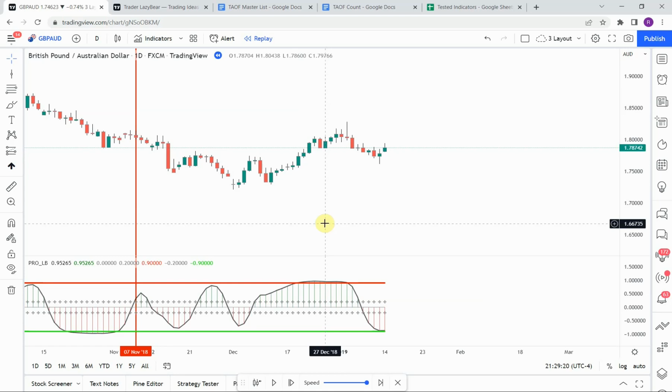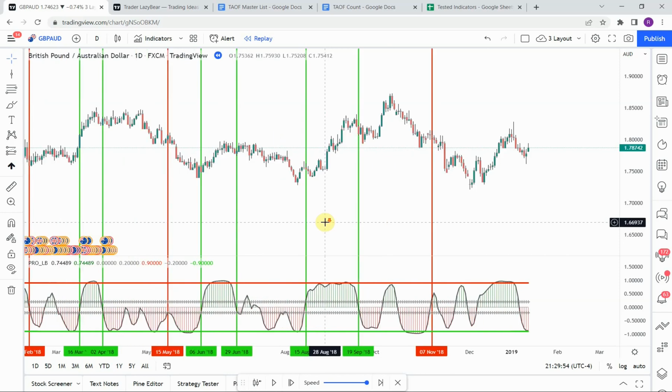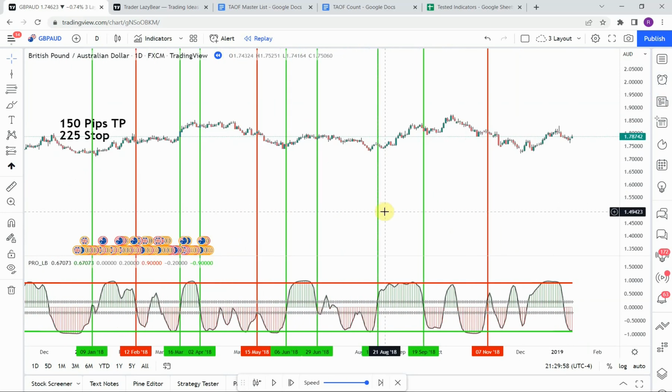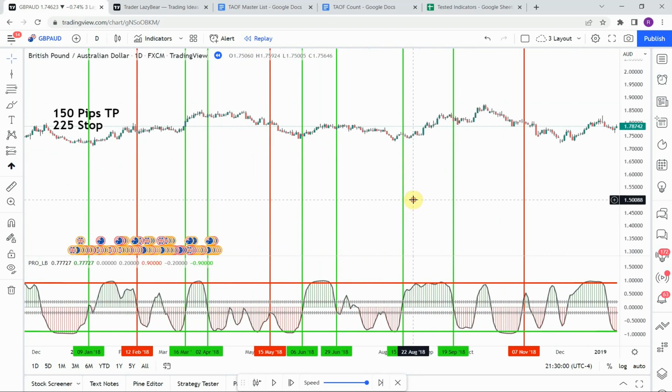All right, so let's go ahead and take a look at our indicator here. Get everything in focus. There we go. Let's go ahead and count it out and see what we have. So 1, 2, 3, 4, 5, 6, 7, 8, 9, and 10. So we have 10 trades all together.